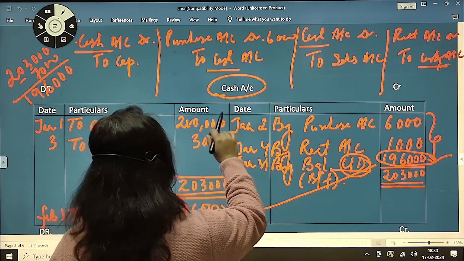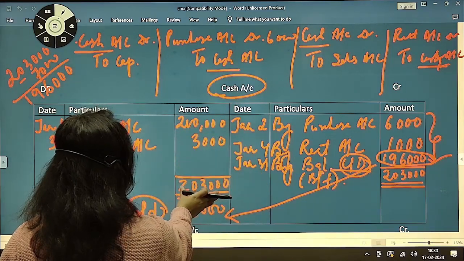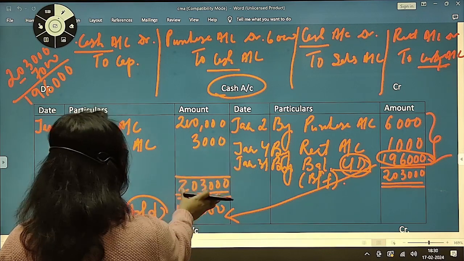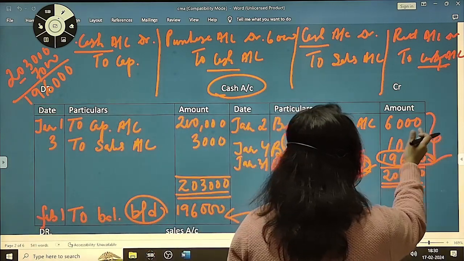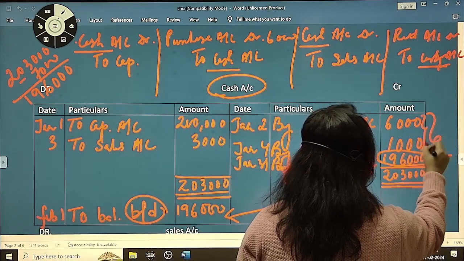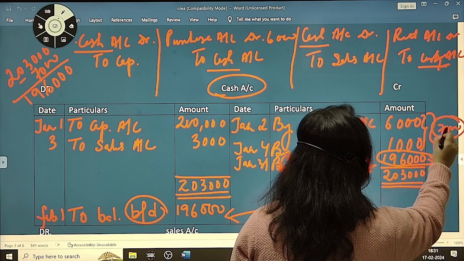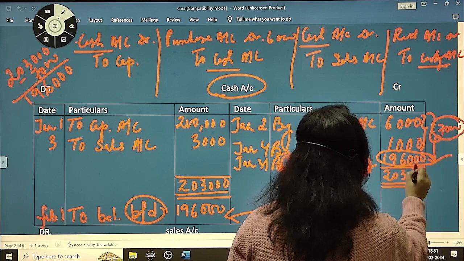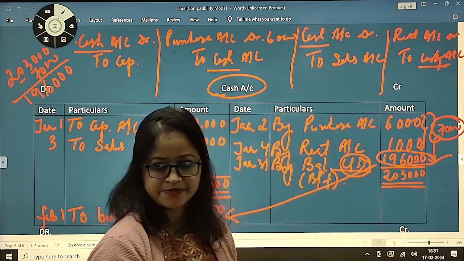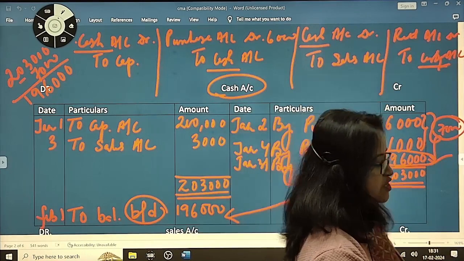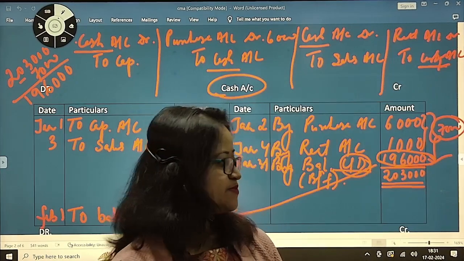In cash account, more amount is in debit side, that is 2,03,000, and in the credit side it is less, only 7,000. So if we deduct 2,03,000 minus 7,000, we are getting 1,96,000. That is the balancing figure, the balance that is left with Ajay, that means in the business. Now understood? Yes, ma'am. Got it.